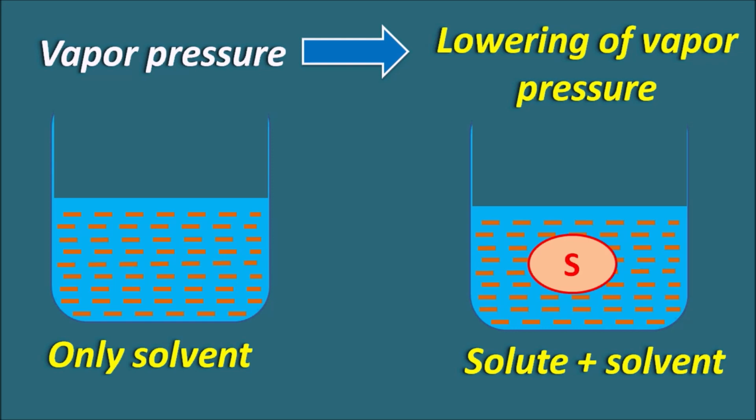So due to the presence of non-volatile solute, the vapor pressure of the solvent is reduced, and this property is called a colligative property. So colligative properties depend on the number of particles within the solution rather than the nature of the particles. So here the number of solute molecules is going to affect the lowering of vapor pressure. As the number of solute molecules increases, more lowering of vapor pressure can be observed.